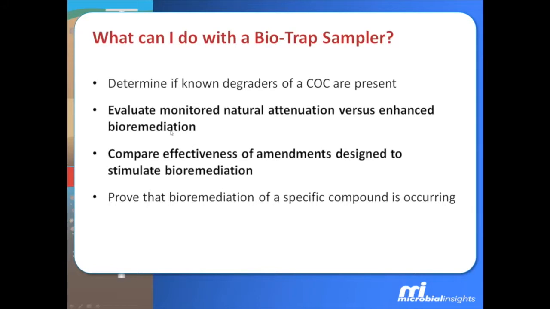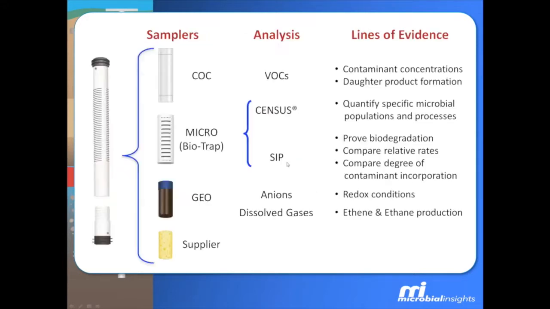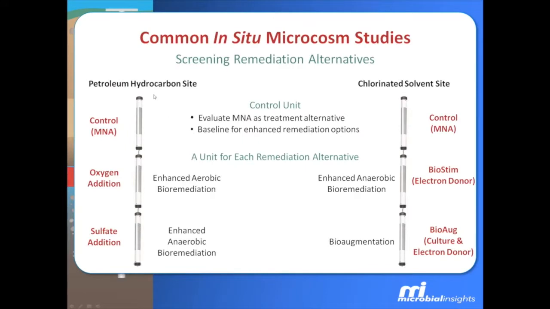Now, if I go on to the next 2 bullets, I'm going to basically combine those. But we can evaluate, monitor natural attenuation versus enhanced bioremediation. We can also compare the effectiveness of amendments designed to stimulate biodegradation. And in doing so, we're going to use those in situ microcosms with the 1-inch biotraps I was telling you about. And these are used in basically 2 different types of sites, typically either a hydrocarbon impacted site or a chlorinated hydrocarbon impacted site.